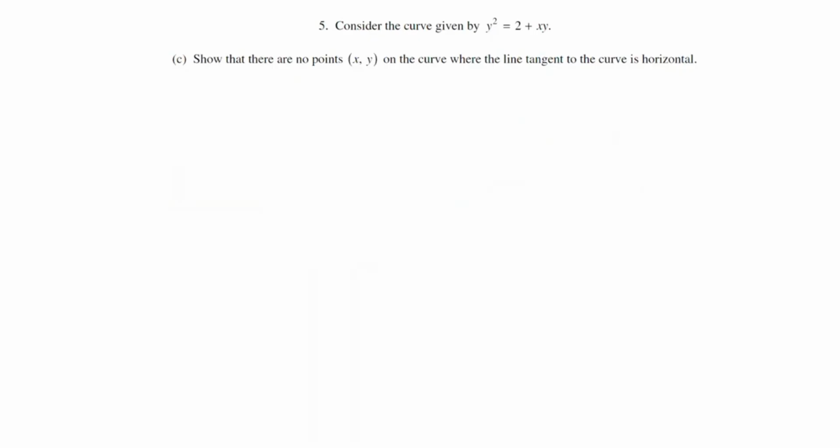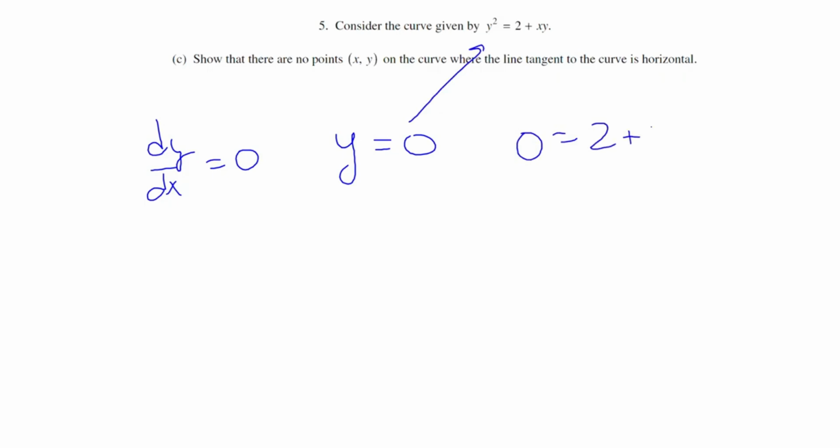In part C, it says show that there are no points on the curve where the line tangent is horizontal. Well, for the tangent line to be horizontal, we would need dy dx to equal 0, which is when the numerator of our derivative is 0. The numerator of our derivative is y, so that'd be when y is equal to 0. And so if we plug in 0 up here, we'll get 0 is equal to 2 plus 0. Well, that is not true.